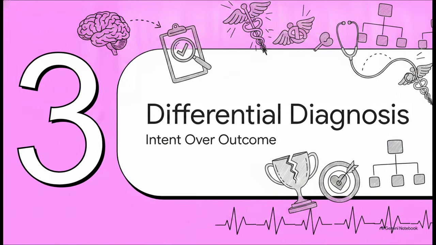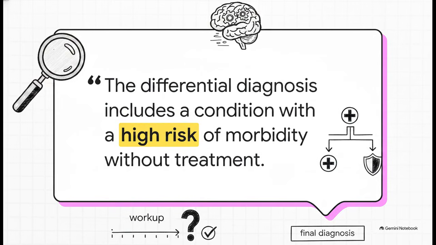Section 3, the Differential Diagnosis Rule, or as we should probably call it, intent over outcome. So, the crucial point to remember is that the differential diagnosis has to include a condition with a high risk of morbidity without treatment. Just let that sink in for a second. As auditors, we are evaluating the physician's diagnostic intent at the exact time of the encounter. If a provider is actively working up a patient to rule out a major, high-risk threat, the ultimate outcome of that workup, even if it turns out to be completely 100% benign, does not downgrade the initial cognitive complexity of the visit. You level based on the workup and the differential, not just the final diagnosis.